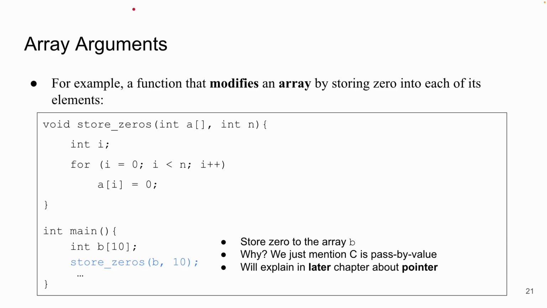For example, we can write down the function like this. We have the function called store zeros. The purpose of this function is to modify an array by storing 0 into all the elements of that array. So the parameter will be the array A, that I want to assign 0 to all the elements of, and then I use the parameter n as the length of the array.